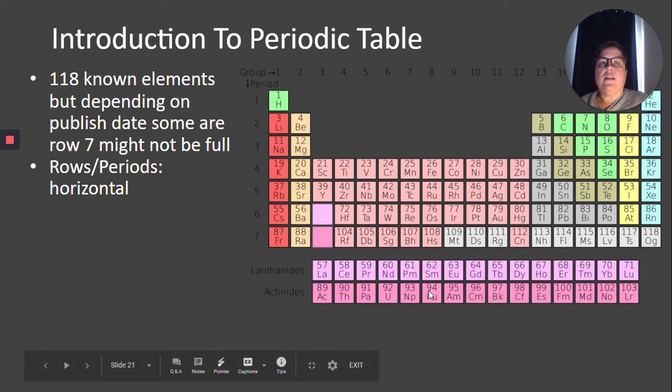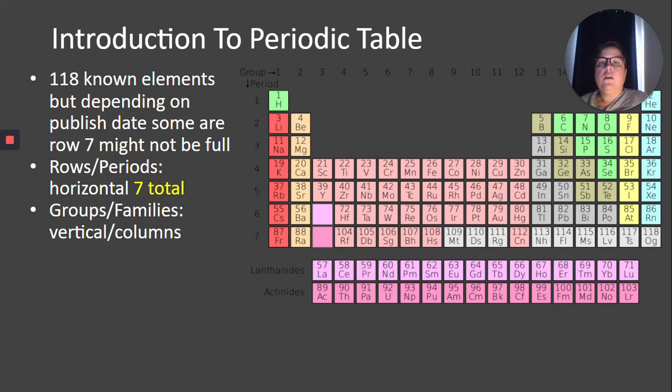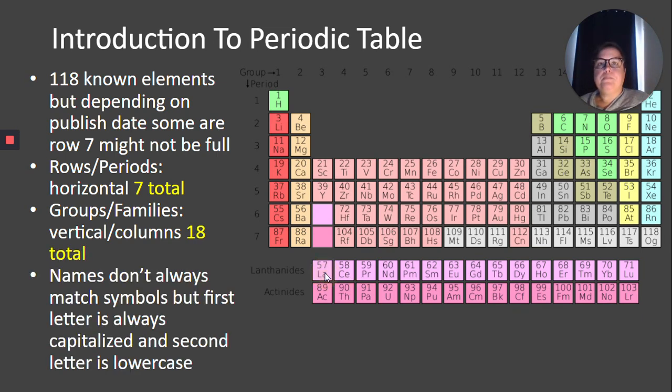These last two that look like they're pulled out of the periodic table are not rows. They actually belong in rows 6 and 7. They're removed from the periodic table because it makes the periodic table short enough to fit on a piece of paper, plus another reason that we'll talk about when we get to Unit 3. So periods and rows are horizontal, and there's 7 of them total. Groups and families are your columns. They go up and down, and there are 18 total.